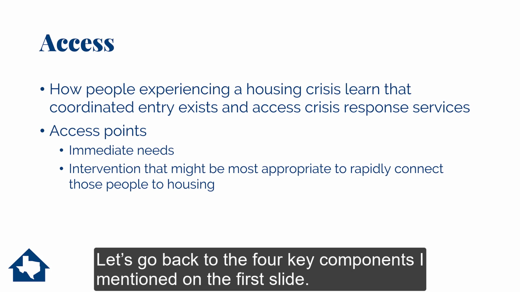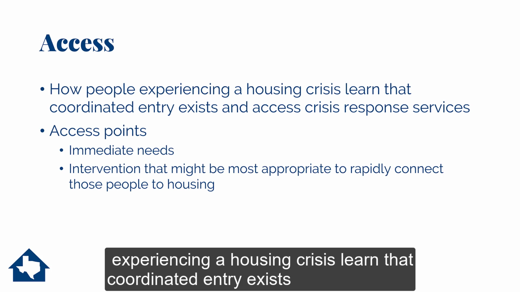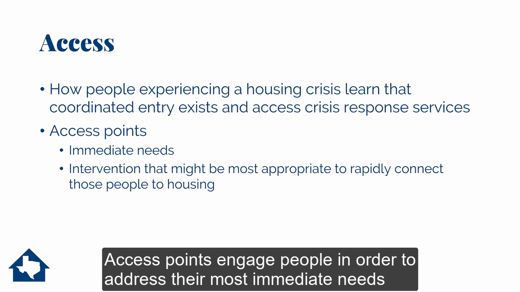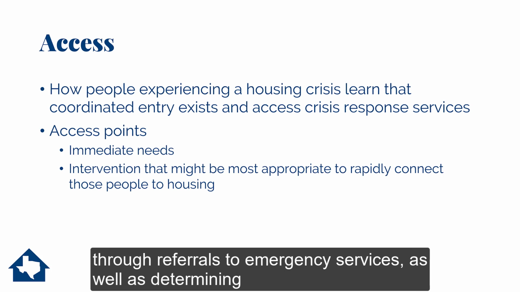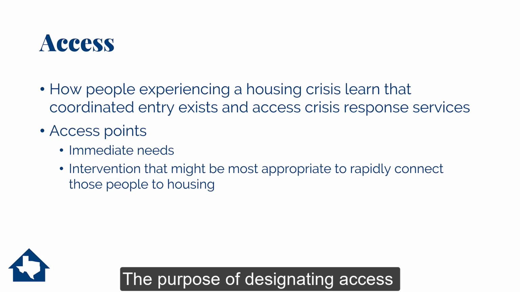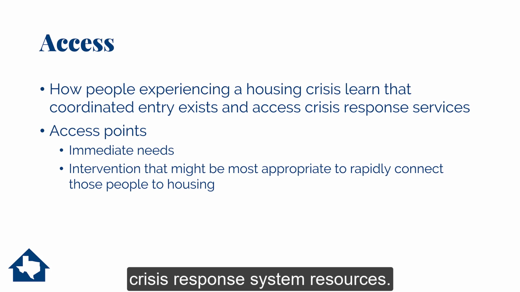Let's go back to the four key components I mentioned on the first slide. The first is access. Access refers to how people experiencing a housing crisis learn that coordinated entry exists and how they access crisis response services. Access points engage people in order to address their most immediate needs through referrals to emergency services, as well as determining which intervention might be most appropriate to connect those people to housing. The purpose of designating access is to ensure that all people in a community have equal access to all crisis response system resources.